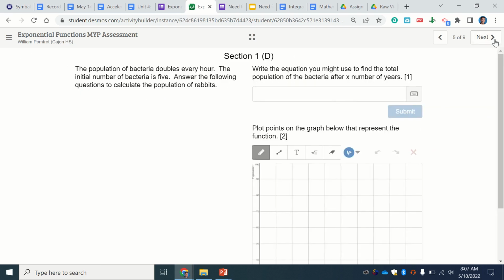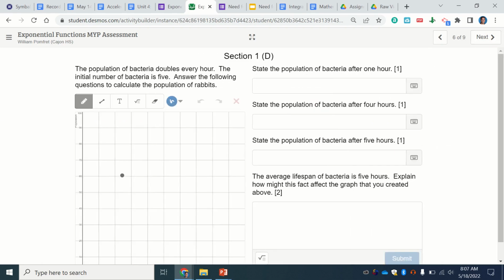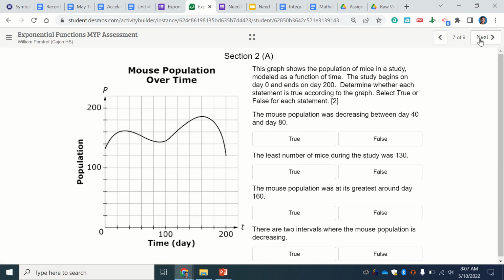Then you'll go ahead and take a look at this one. You'll answer these questions on bacteria. So you'll write the equation and graph it. Once you've graphed it, you're going to answer these questions about the bacteria. You'll click next. Then you're going to answer these true-false questions about the graph here.